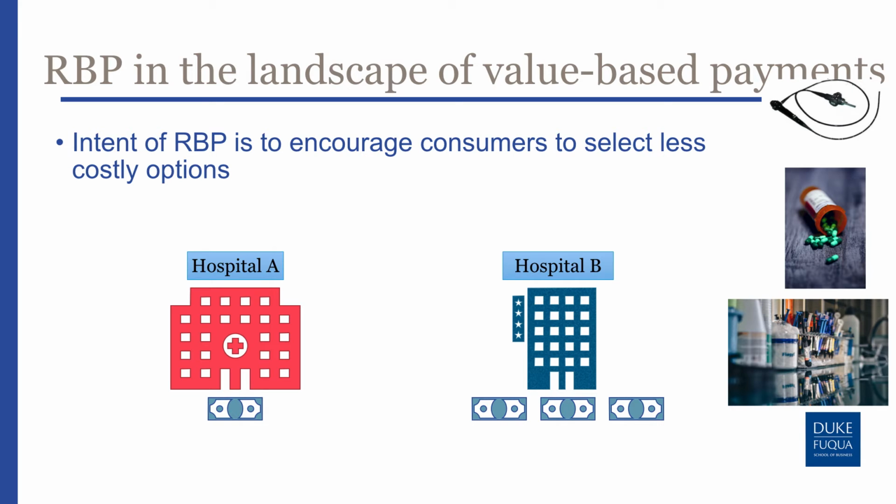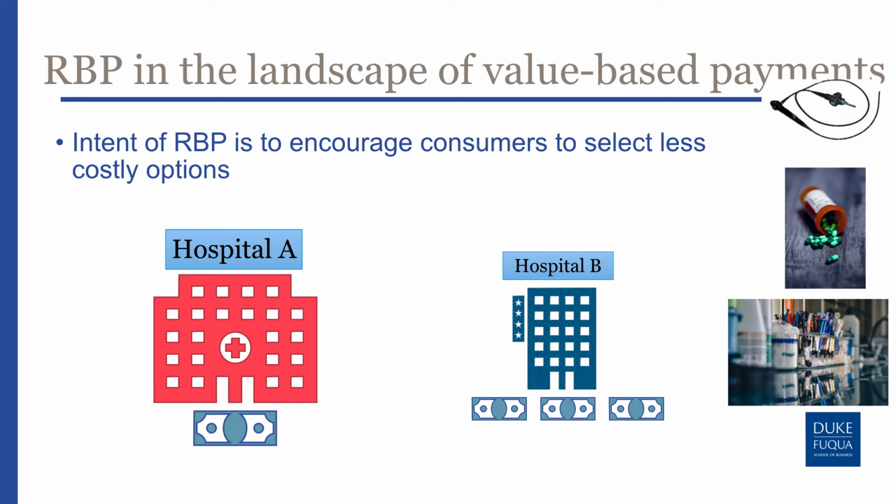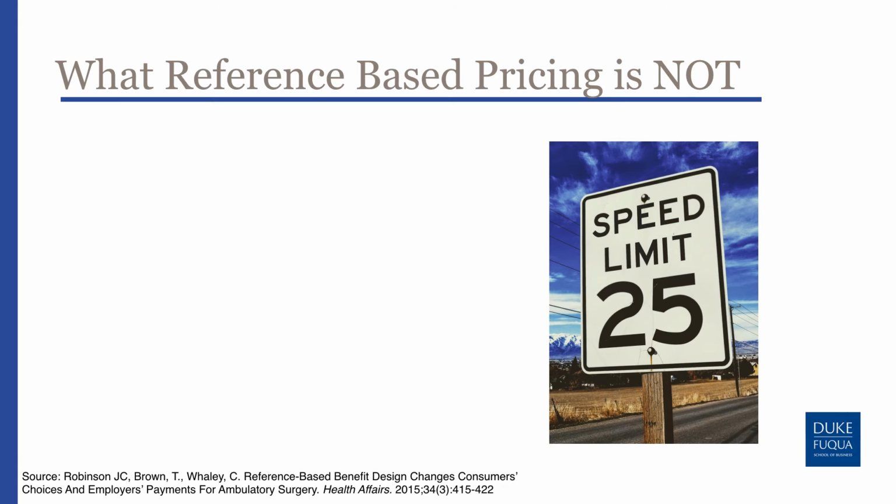The intent of reference-based pricing is to encourage the consumer to select Hospital A because the contribution limit will be set to only $1 bill. So if the consumer selects Hospital B, then they will have to pay the additional dollar bills that are over the contribution limit. This is why I see reference-based pricing just as another form of coinsurance, because coinsurance typically pays up to a certain amount and reference-based pricing is very similar.